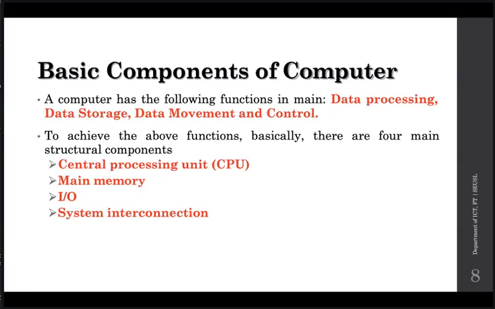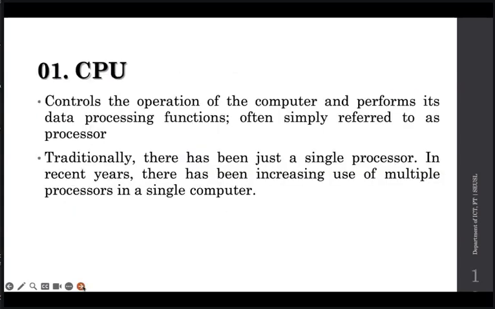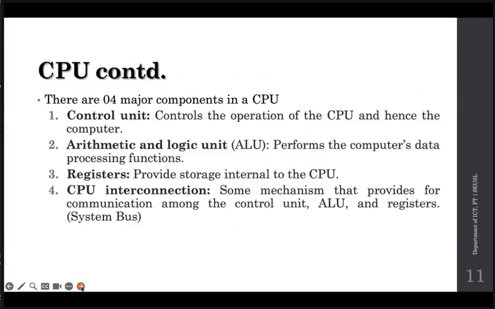To achieve all those functions, we segment our computer into 4 major components. They are the CPU, main memory, I/O, and system interconnection. In addition, the central processing unit can be seen as several components, because just like the other parts, this is the most important part now. So we see there are 4 major components within the CPU also: CU, ALU, registers, and CPU interconnection.